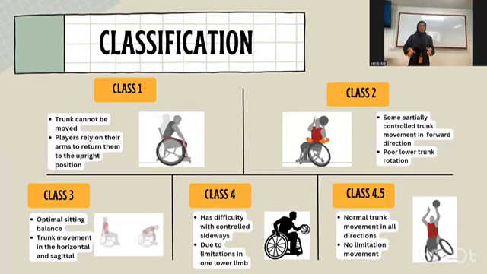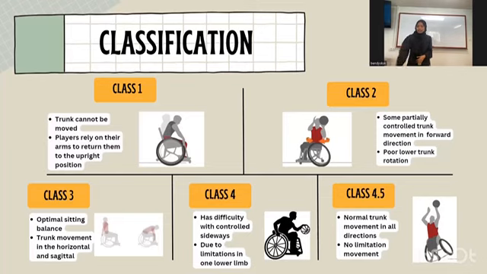Okay, for the next class, the player has good trunk movement in the forward direction to the floor and up again without arm support. And then they have good rotations but no controlled sideways movement. And then for the fourth class, the player has normal trunk movement but has difficulty controlling side movement to one side due to limitations in one lower limb. And then the last class is the 4.5 class. The player has normal trunk movement in all directions and is able to reach to the side with no limitations.